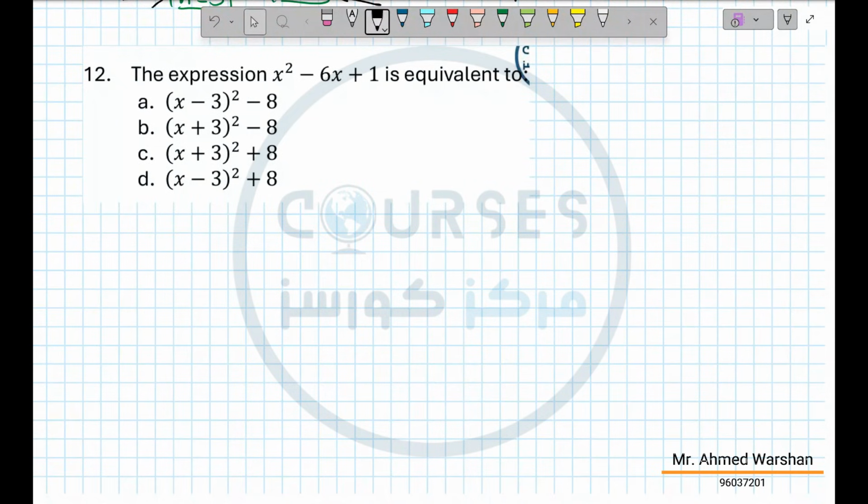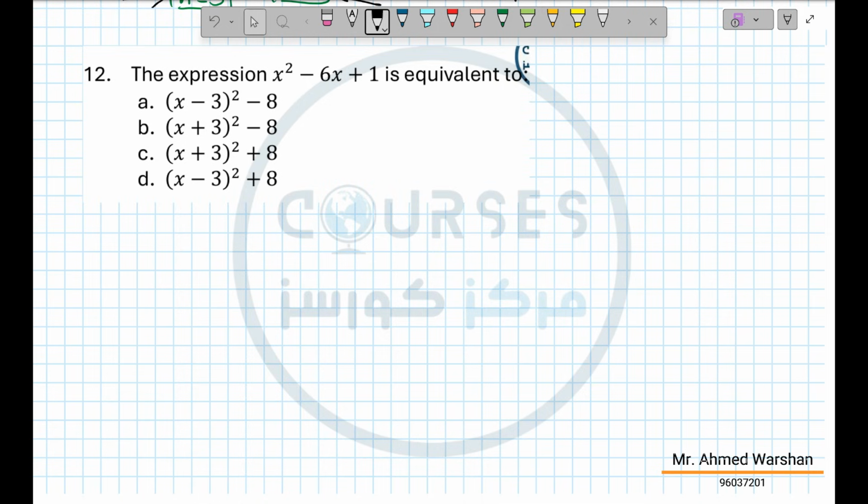Okay, in this problem, he wants us to write what this expression is equivalent to. And if we look at the answers, we see that the answers are in the vertex form. To obtain that, some of you might know we can complete the square, but you don't have to. He wants you to solve this problem by trial and error.